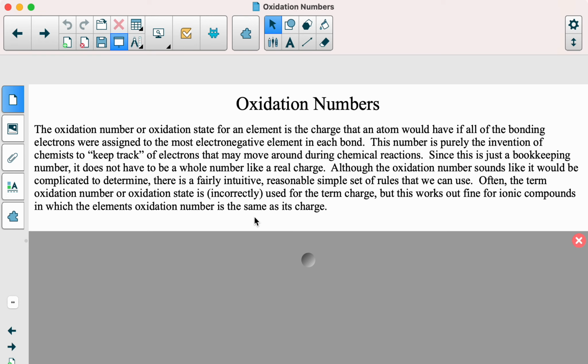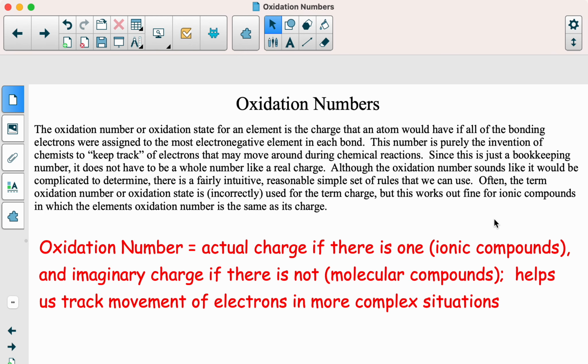Sometimes science teachers use the term oxidation number or oxidation state incorrectly in place of the word charge, and that works out okay for ionic compounds because in that case the oxidation number really is just the same as the charge. The way I want you to think about the oxidation number is as the actual charge, if there is one, like in ionic compounds, and an imaginary charge in a situation where there isn't one, like in molecular compounds. This is just going to help us keep track of electron movement in more complex situations.